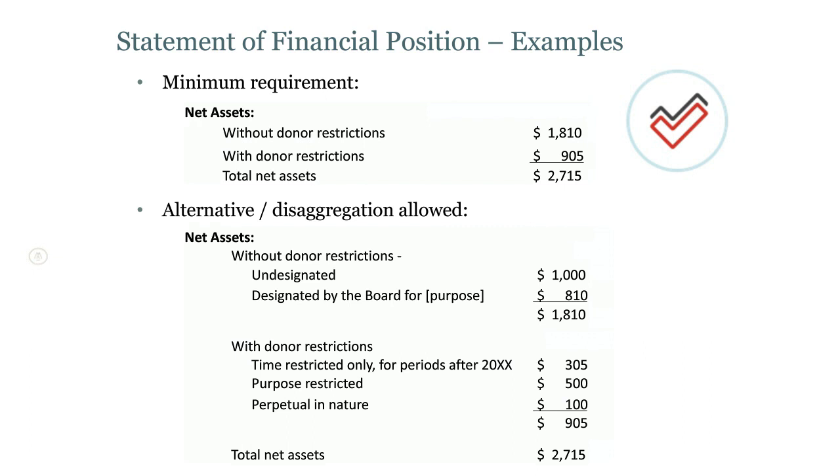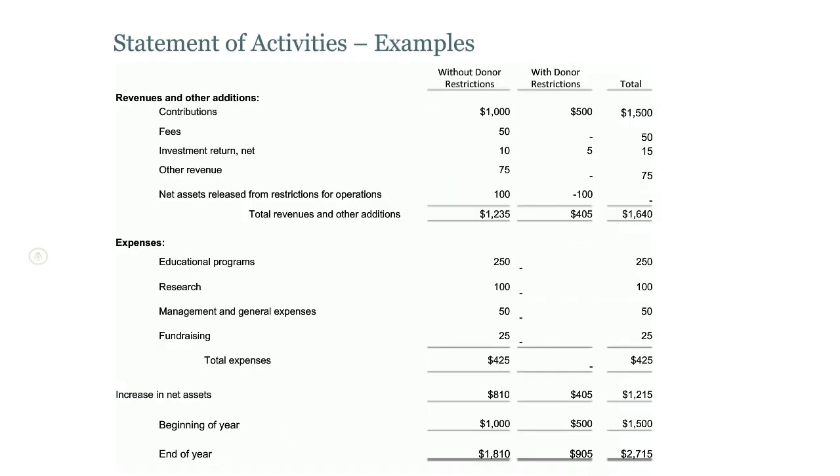The next slide, this is the statement of activities, very similar to what we have now, except there are 2 columns instead of the 3 that we typically have, and then the total. So with donor restrictions and without, and then we'll go through a little bit later in the presentation on the expenses. You can choose to show expenses by nature and function here on the statement of activities, or you can show that in the footnote.